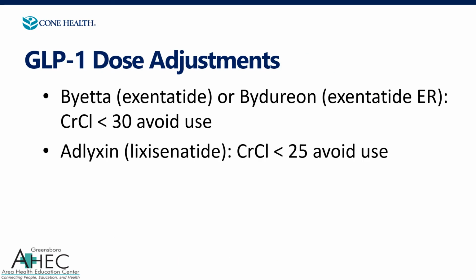Some of these medications do have dose adjustments based on renal function, including Byetta or Bydureon, which are recommended to avoid with a creatinine clearance of less than 30, and Adlyxin is recommended to avoid with a creatinine clearance of less than 25.